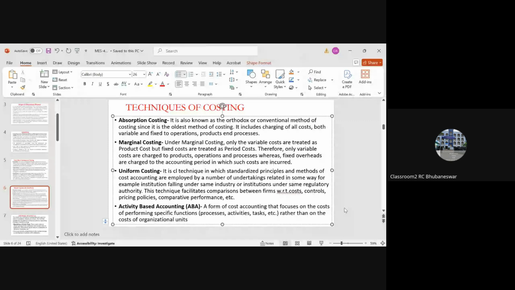Okay, a form of cost accounting that focuses on the cost of performing specific functions, that is, process, activities, and tasks, rather than on the cost of the organizational unit.